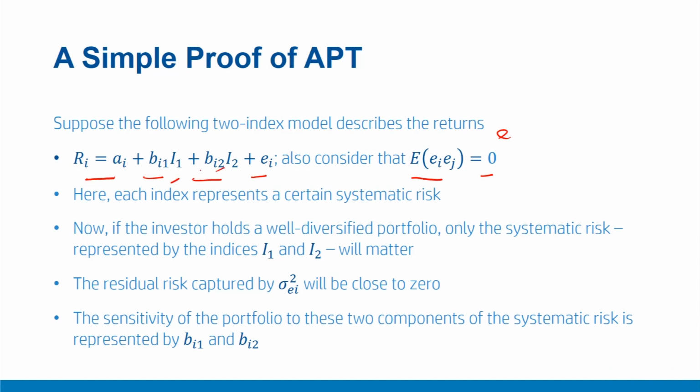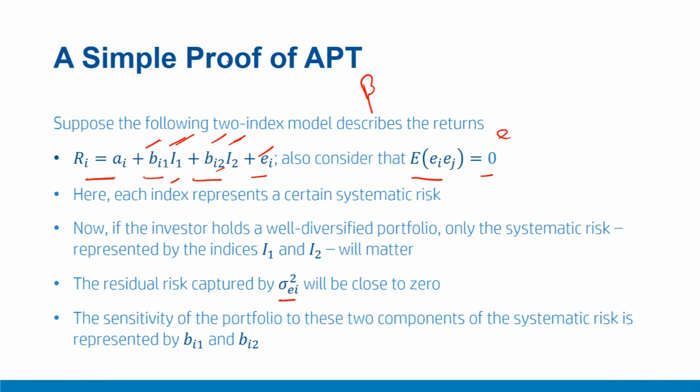Here, each index I1 and I2 represents a certain systematic risk, like market risk or industry sector specific risk. Now, if an investor holds a well-diversified portfolio, then only systematic risk like I1, I2 should matter, and idiosyncratic stock specific risk, which is driven by this Ei residual, is 0. That means the variance of this Ei, sigma Ei square, which is supposed to be idiosyncratic and stock specific, should be close to 0. And therefore, the sensitivity of the portfolio towards these two components I1 and I2 that represent systematic risk, also called Bi1, Bi2, is something similar to beta in the context of CAPM.